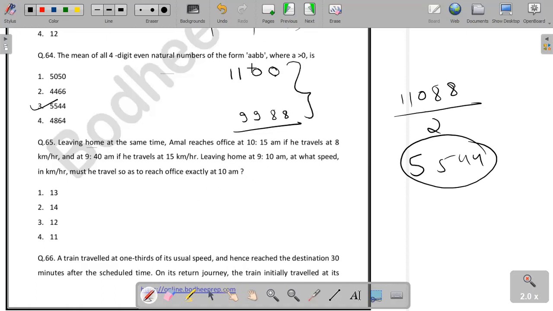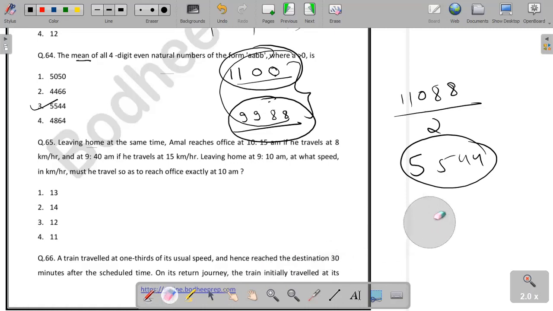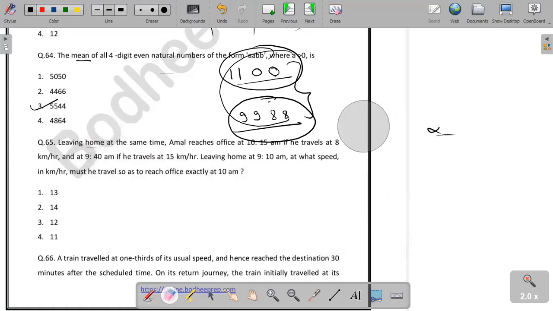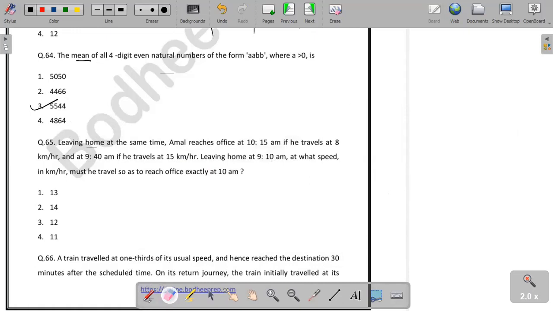What I did here, I found the first term and the last term and took the average, and it is the mean, and most probably it would be close to 5999, and we are getting the exact answer. That should be the answer.